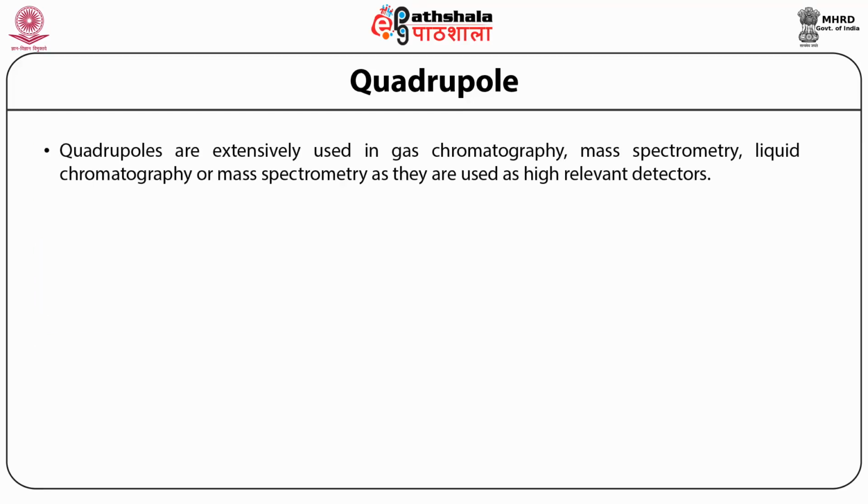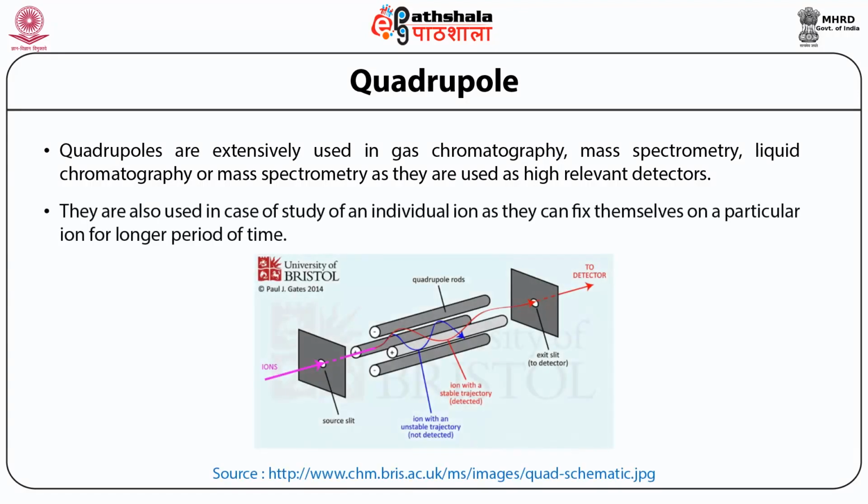Quadrupoles are extensively used in gas chromatography mass spectrometry and liquid chromatography mass spectrometry, as they are highly relevant detectors. They are also used in the study of an individual ion, as they can fix themselves on a particular ion for a longer period of time.